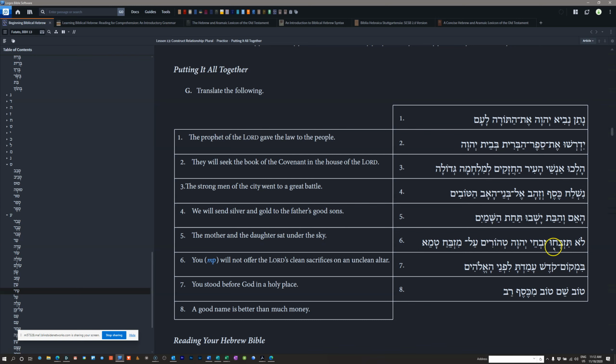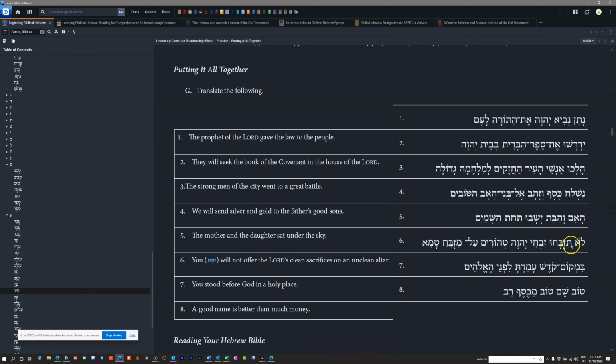Lo tiz v'chu, actually lo tiz b'chu, zivchei Adonai tahorim al mizbeach tameh. All right, so starting at the beginning, we get lo, which is our negative particle. That means whatever this next word is, we're going to negate it in our English translation somehow. So what's our next word? Well, we're usually going to expect a verb to be the first thing we see, unless it's negated. So if we expect a verb, that will help us parse it out.